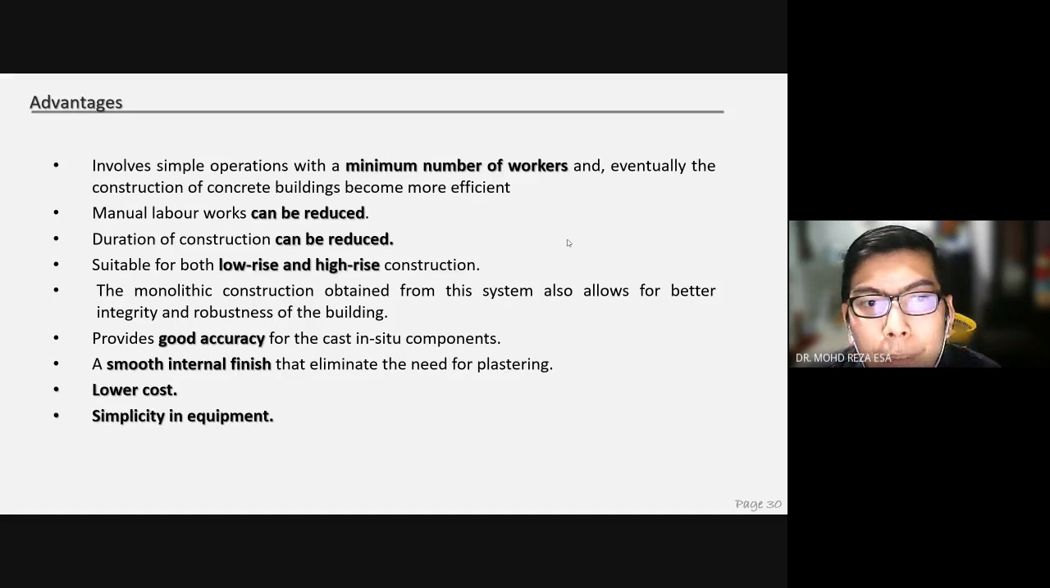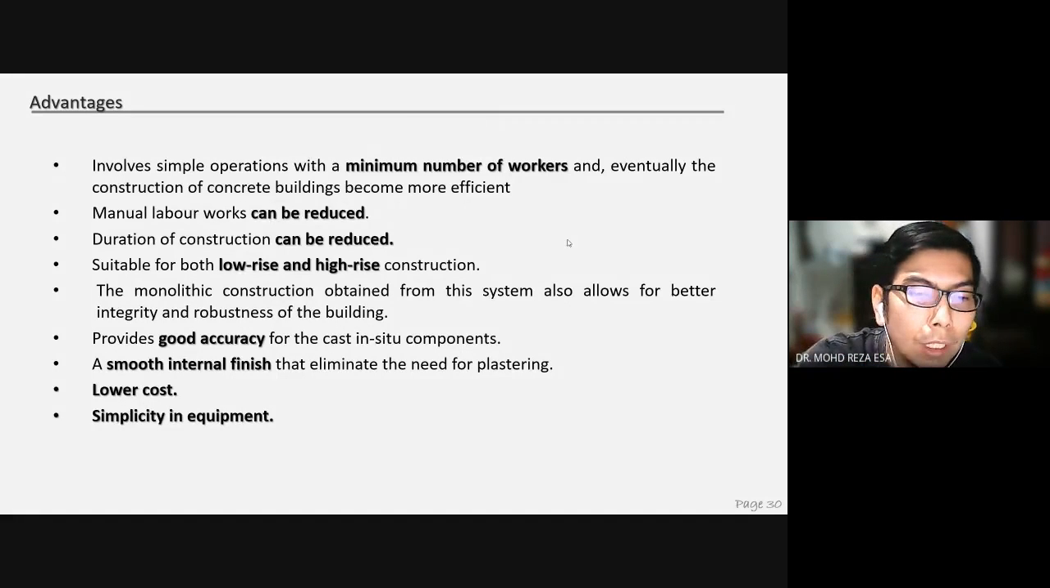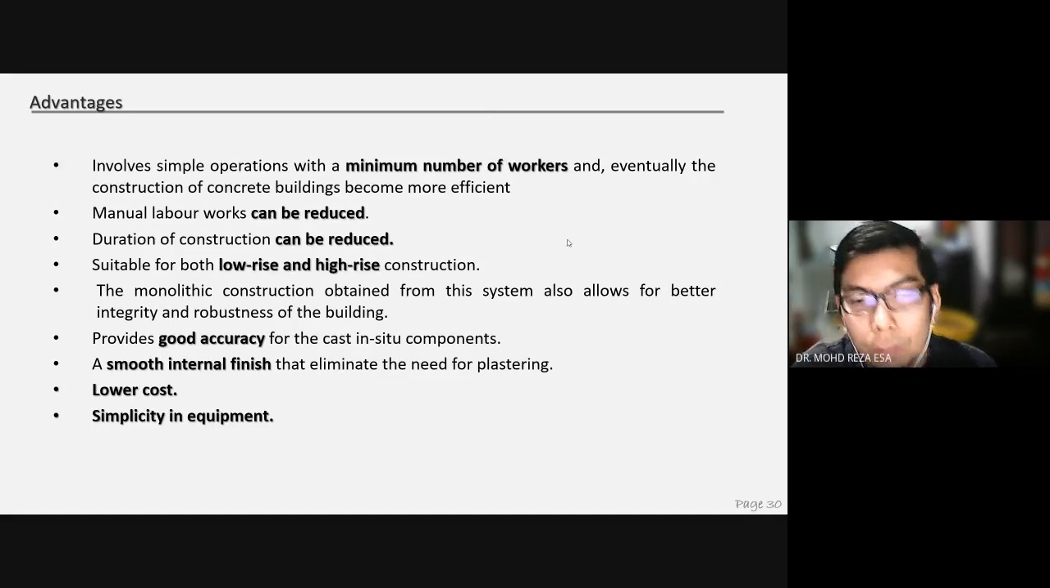Lower cost especially in the long run. Dia jimat dalam jangka masa panjang. So jimat dari segi quality. Of course, bila berquality, you boleh reduce maintenance punya aspect. Plastering work dah tak ada, dah jimat kat situ. Pekerja kurang, dah jimat kat labor cost. So even though initial investment is quite high, cost nak beli formwork system tu agak tinggi, tapi in the long run, you will jimat banyak cost.